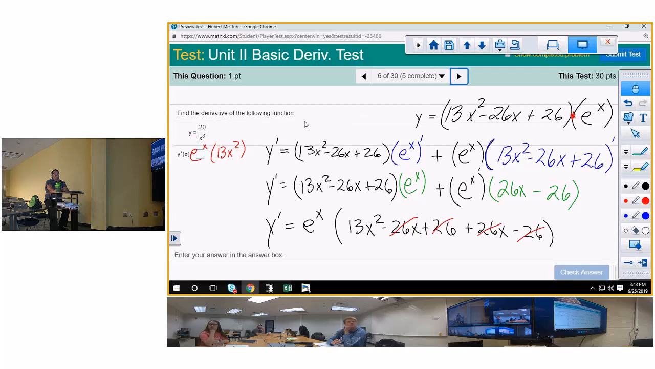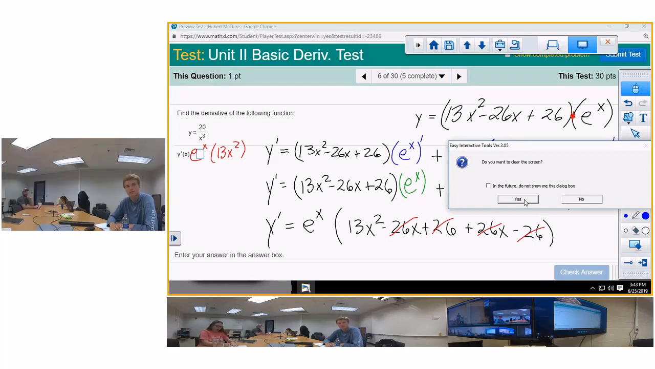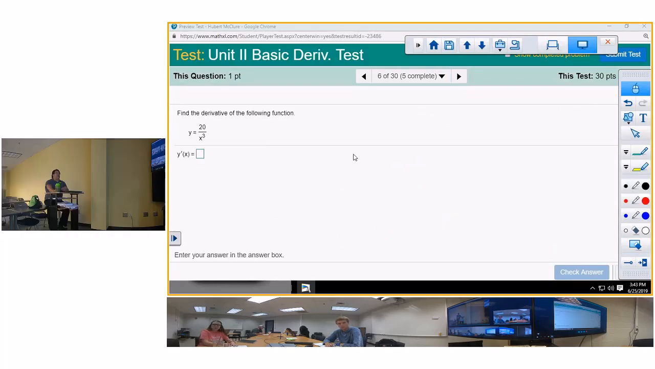Find the derivative of the following function: 20 over x cubed. Go ahead. I would use the power rule. Should you rewrite it first? Yes. Rewrite it and use the power rule.